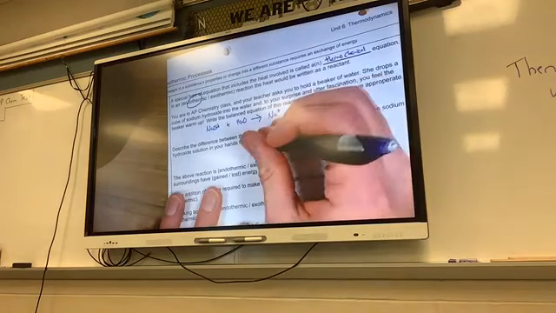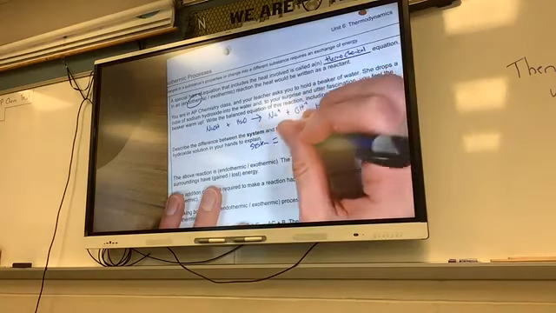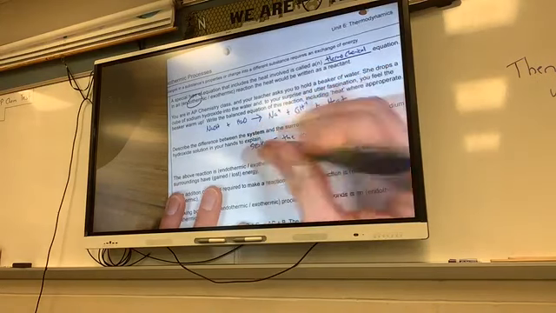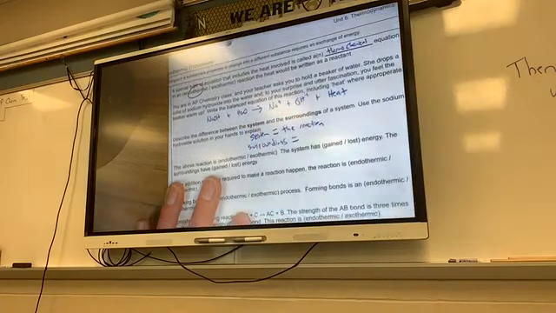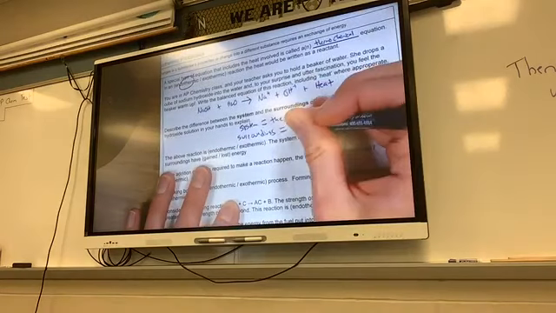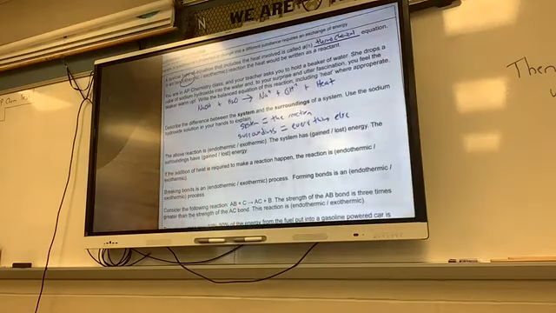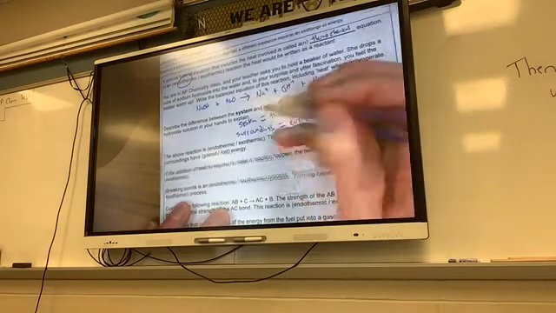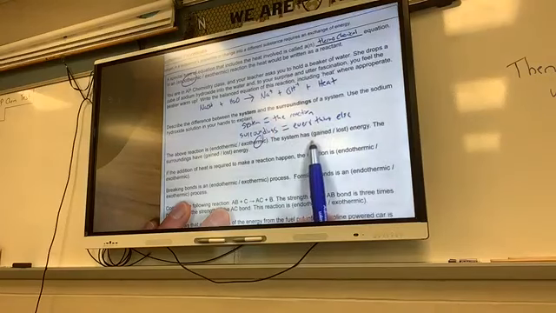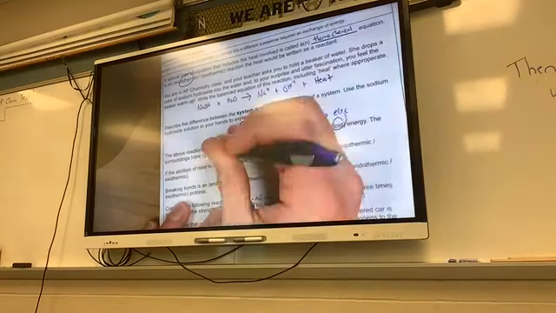Describe the difference between system and surroundings. So I would say system is equal to, let's say, the reaction. And then how would you describe surroundings? Don't overthink this. Surroundings is what? Everything else, or how this reaction is affecting everything else. The above reaction is endothermic or exothermic? Exothermic. The system has lost energy. The surroundings have gained energy.